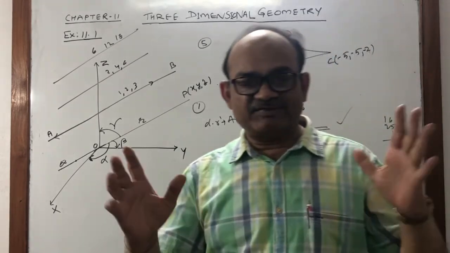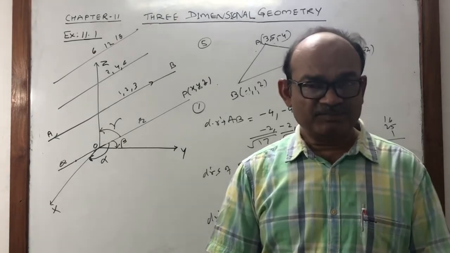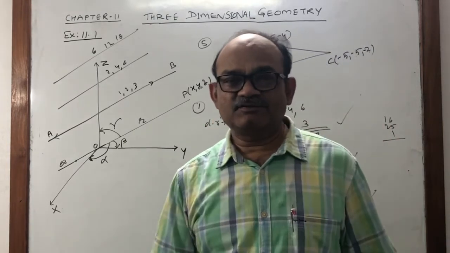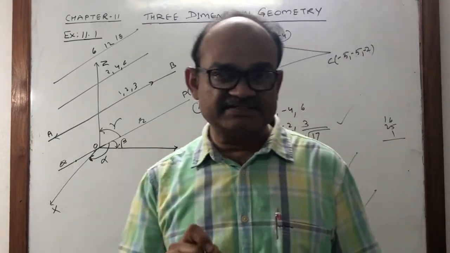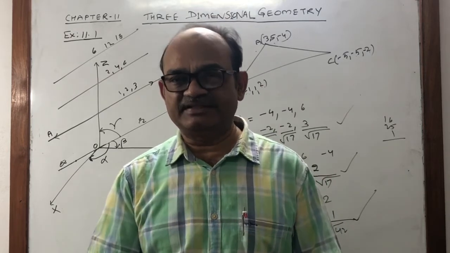So in this way we have completed exercise 7.1, in which the main objective was what are DRs, what are DCs and what is the relation between these two.